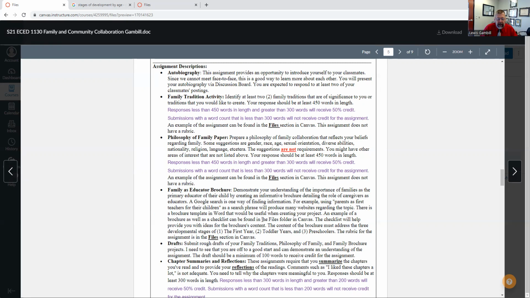The brochure needs to be in three categories. The first year, we're talking about infancy, then toddlers and preschoolers. And there's also a rubric in the files folder that will show you how I'm going to grade that. And you'll find in Word brochure templates. If not there, there's a ton of them online. So you'll have something to work with. Okay, now this is what I'm asking you to do. So now you know what the assignment is.